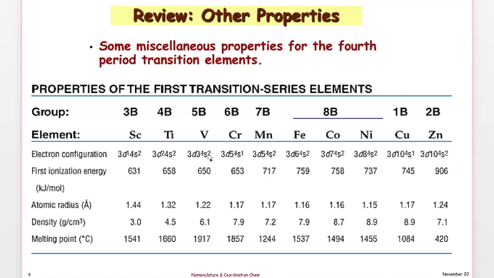These are the electron configurations: 4s2, 3d1, 4s2, 3d2. Here chromium is 4s1, 3d5. Do you remember why that's the case? Hopefully you do. It's the same reason copper is 4s1, 3d10. Okay, but here are the electron configurations. Here are the ionization energies. Here are the atomic radii.